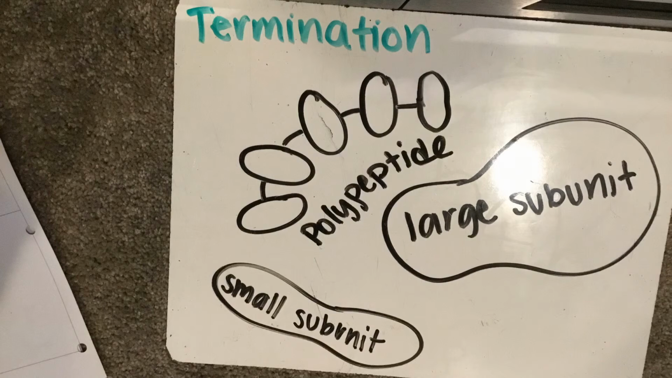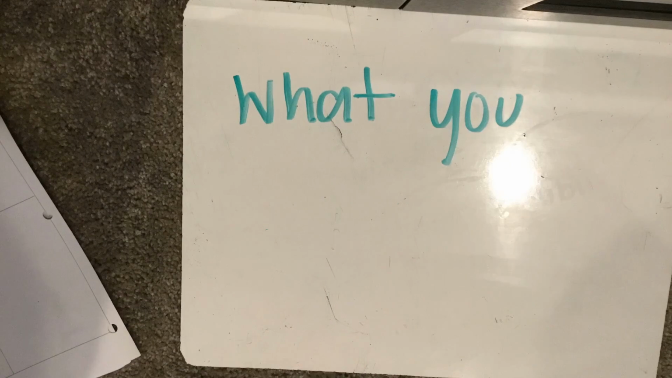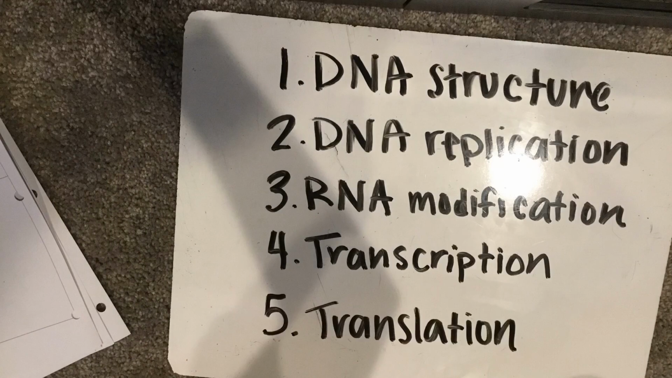Proteins have several layers of structure, each of which is important in the process of protein folding, which is where a protein gets its shape. Today, you learned about DNA structures, DNA replication, RNA modification, transcription, and translation.